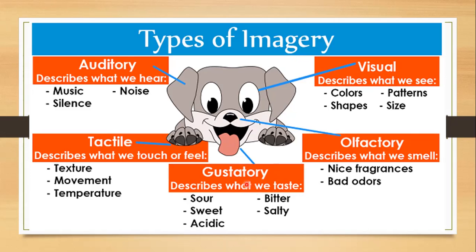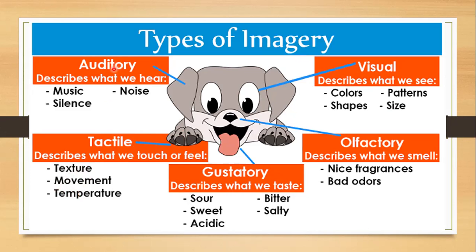The third type, which is gustatory, describes what we taste. So here we have gustatory imagery, which is الصورة المجازية التذوقية, related to what we are tasting. So the writer describes something sour, sweet, acidic, bitter, salty. The fourth type of imagery is tactile, related to touch or feel, الصورة المجازية اللمسية. So the writer describes texture, movement, temperature, for example. The writer says, I touched the baby and he has a high fever. So this is the fourth one.